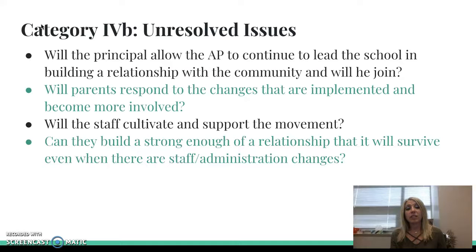Current unresolved issues that still exist: will the principal allow that assistant principal to continue to lead the school in building a relationship with the community? And will he join in on the effort? Will the parents respond to the changes that are implemented, and will they become more involved? Will the staff help cultivate and support this movement of building a relationship? And once they build a relationship, can they build one that's strong enough to last with changing staff, especially in the administration capacity? If that vice principal leaves, will that relationship that's built be strong enough to withstand those changes?